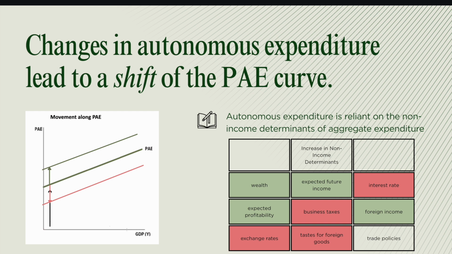And in this last box here, we see that trade policies has no color behind it. This is because the effect of these trade policies on aggregate expenditure depends on the policy itself in terms of how net exports are affected.